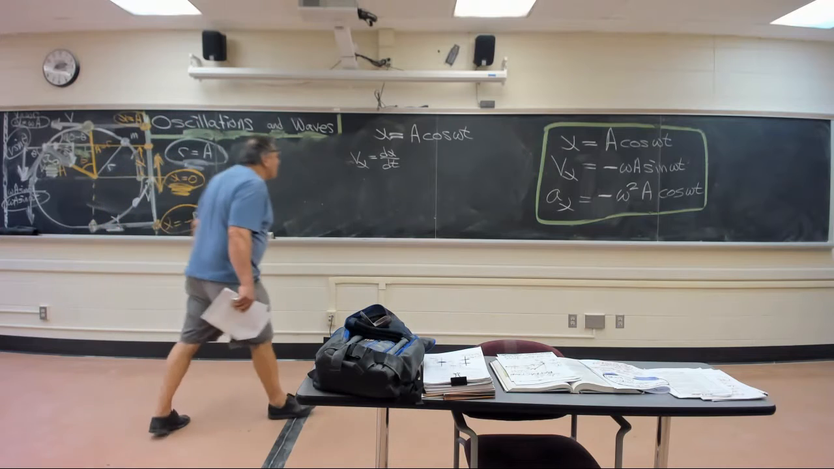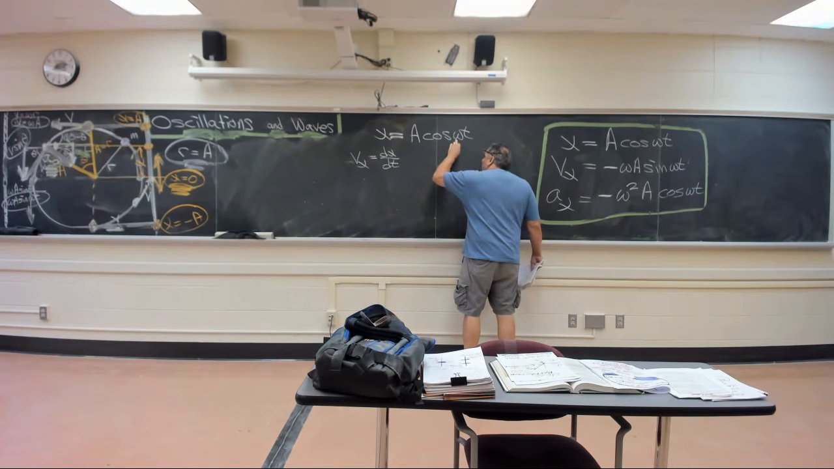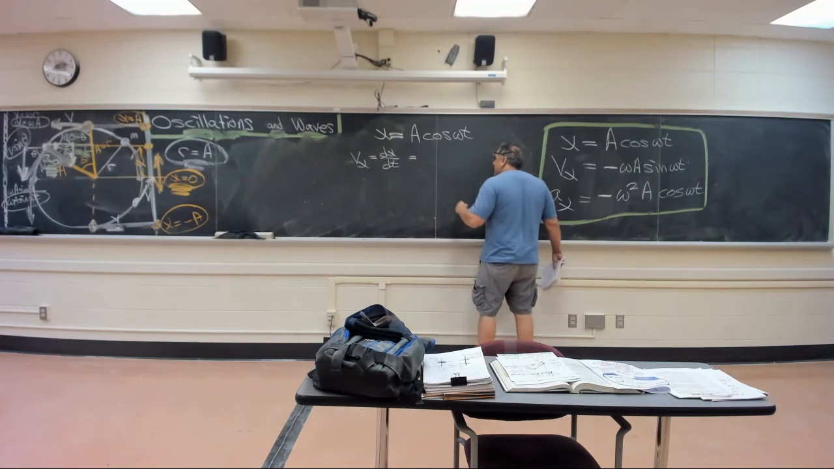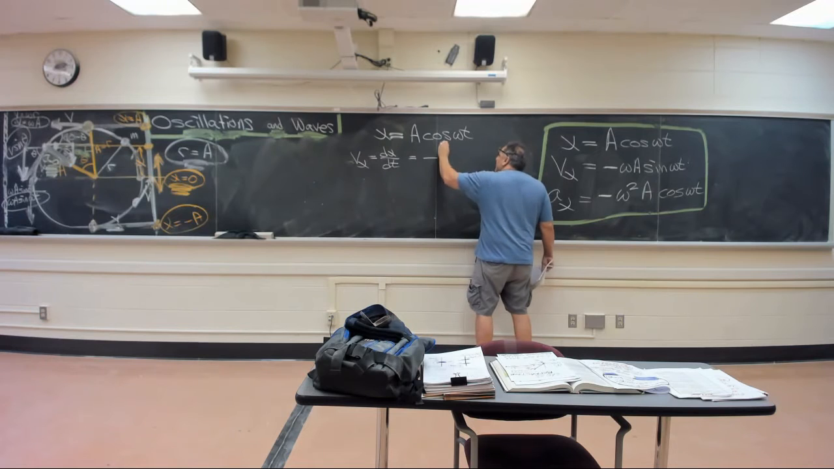dx/dt, huh? A is a constant, omega is a constant. The derivative of this with respect to t: the derivative of the cosine function is negative sine omega t, times, by the chain rule, the derivative of omega t. In other words, the derivative of cosine omega t with respect to omega t is negative sine omega t. Then by the chain rule, the time derivative of omega t is omega.